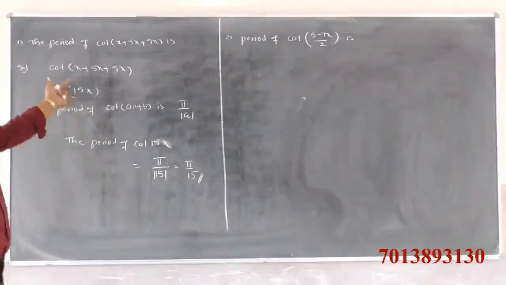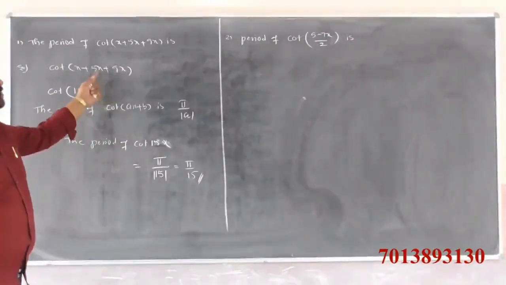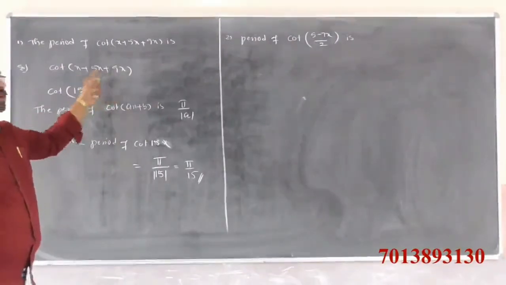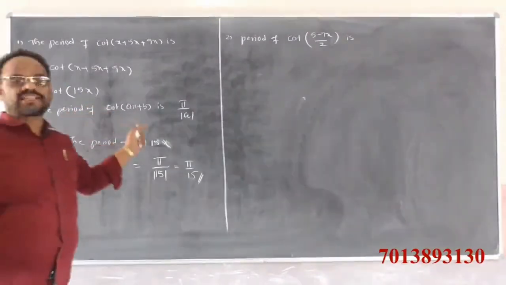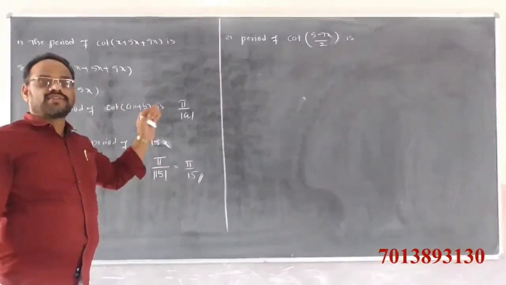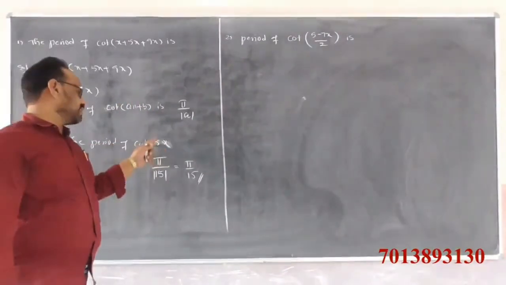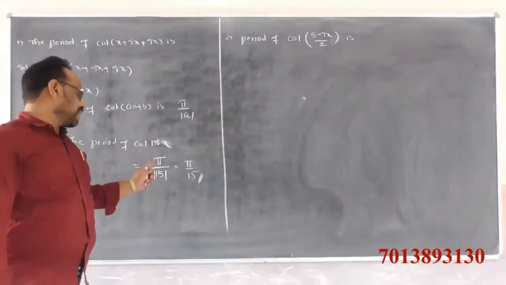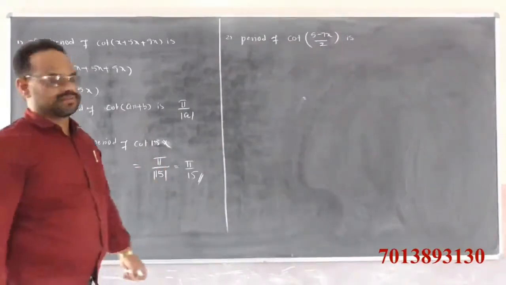So we want the period of x plus 5x plus 9x. 9x plus 5x is 14x, plus x, clearly 15x; these are like terms. So we want the period of cot 15x. Already we know that the period of cot ax is pi by modulus of a. Here a is clearly 15, so the period is pi by modulus of 15, clearly pi by 15.